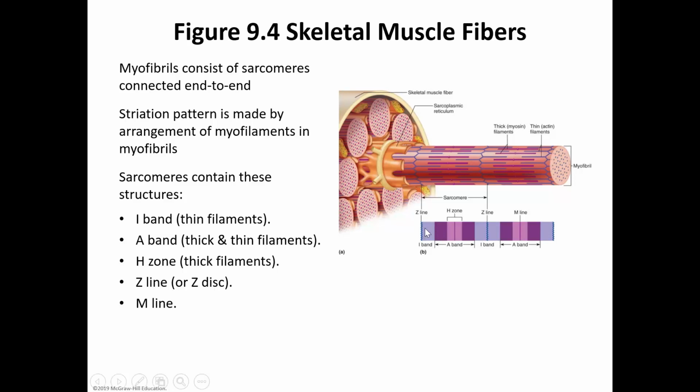So there's a light band next to a Z line. On the other Z line, there's also a light band next to it. On the other side of that Z line is another light band of the next sarcomere over. When you combine the light area on one side of the Z line with the light area on the other side of the Z line, you get what's called the I band.